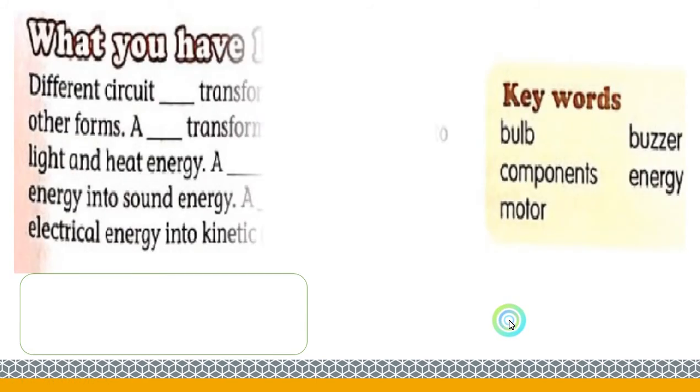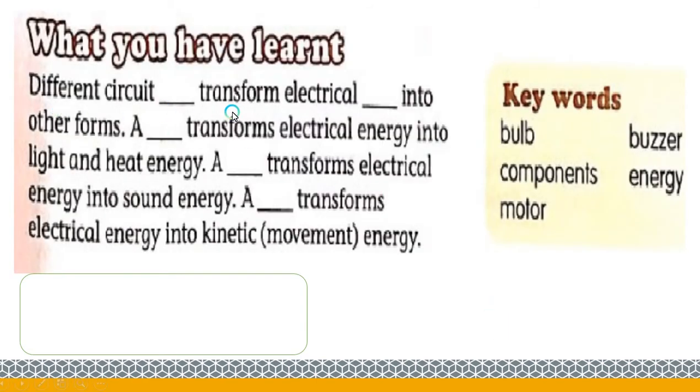Next one now, what we have learned about this one. Different circuits transform electrical what into another form? Yes, the different electrical circuits, bulb or buzzer or motor. Yes, excellent. It is components. The components transform electrical energy into another form.